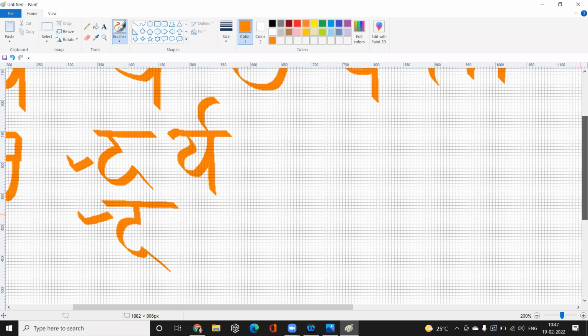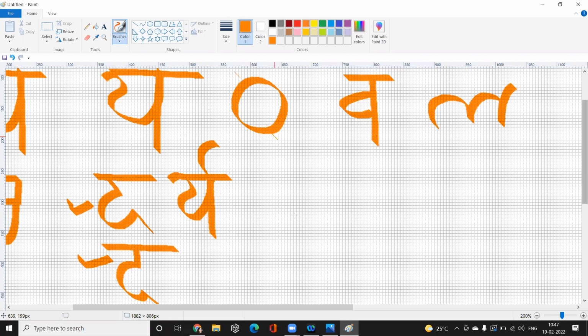Now the next one we have is tha. So there are two ways of writing tha when written with ra. See, one, this is ra, and tha will come down like this. The other way of writing tha is like this.